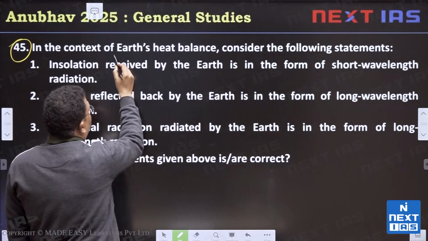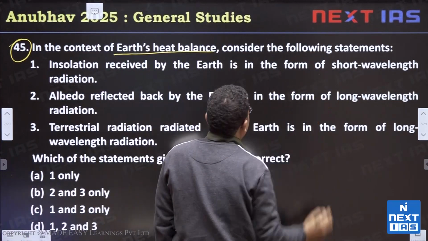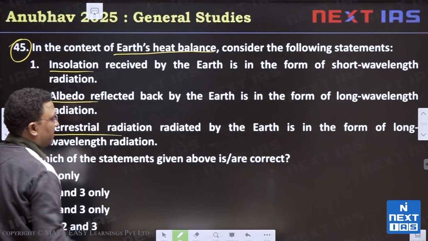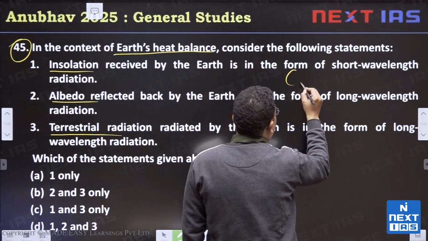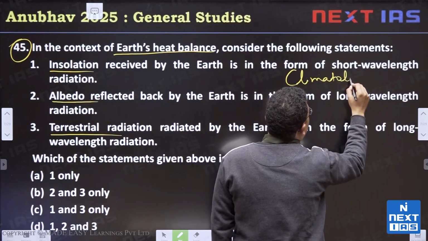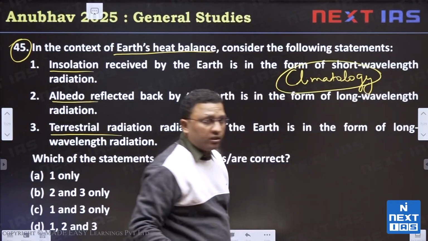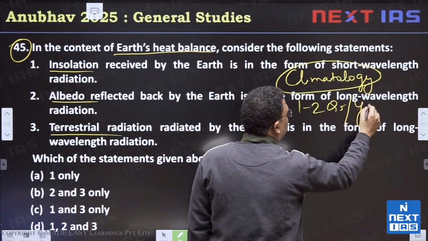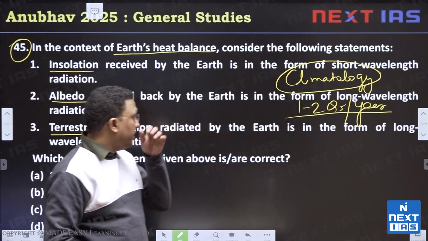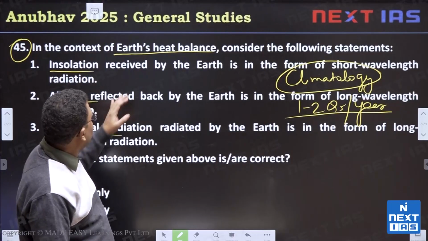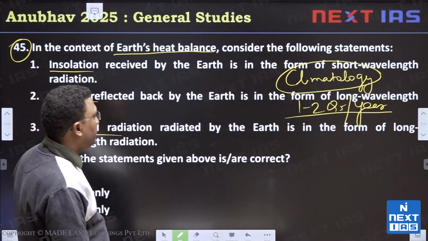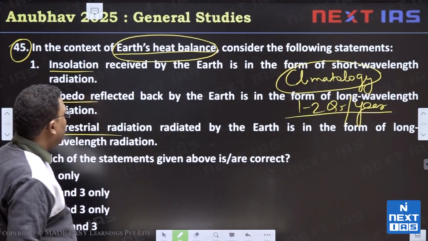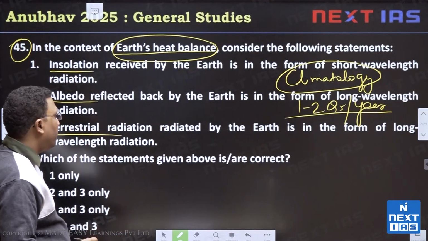It says in the context of Earth's heat balance, consider the following statements, right? So statements are about insolation, albedo radiation, terrestrial radiation, etc. So first of all, this is a question from the chapter climatology. This is a very, very important chapter from prelims exam point of view. 1 to 2 questions are asked from this topic almost every year, right? So you have to prepare this chapter in very detail, right? And so that's why this question has been put in your test, and this particular question is based on Earth's heat balance, right? So let's see the underlying concept first, and then we will come back to our question.